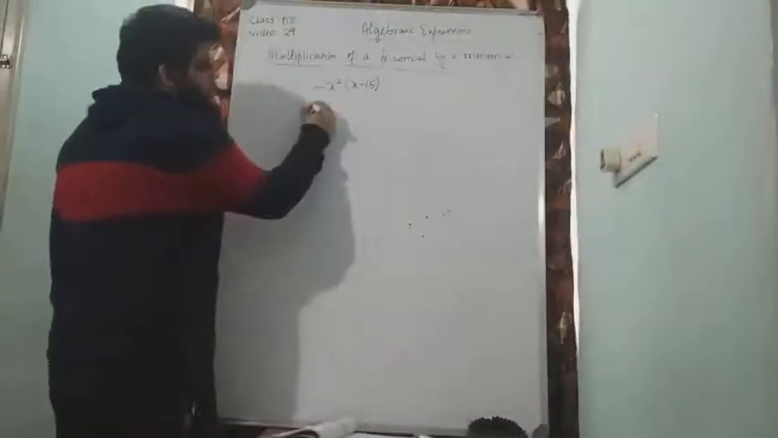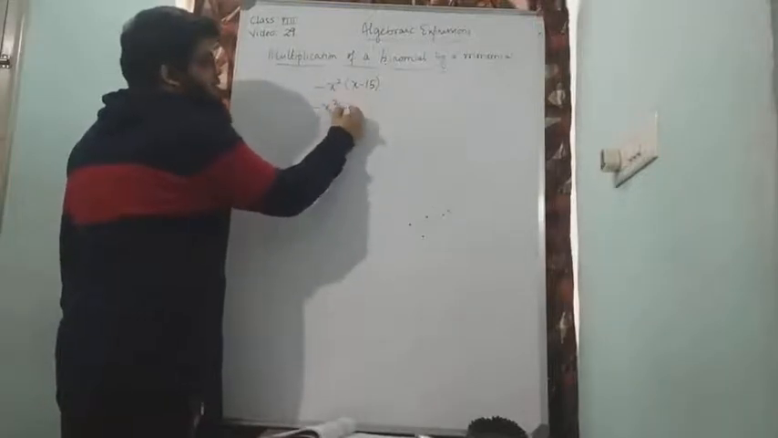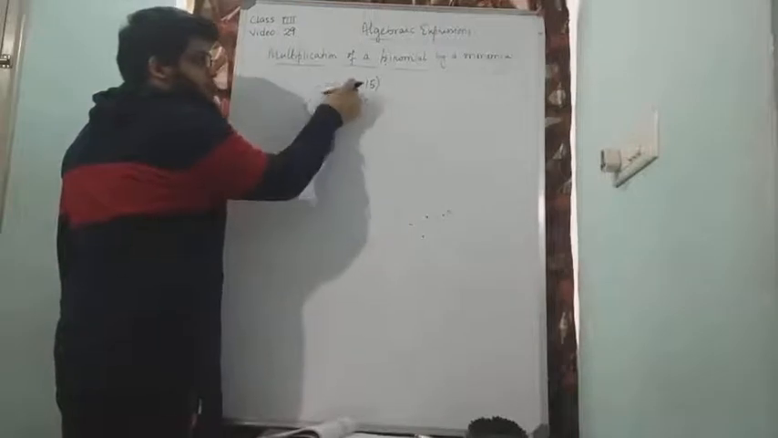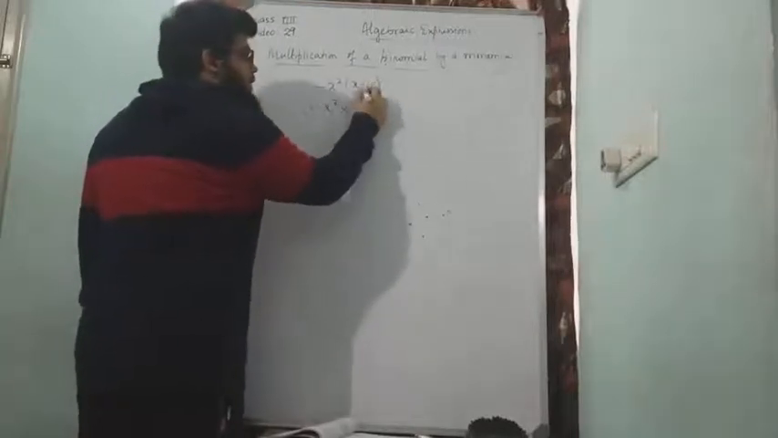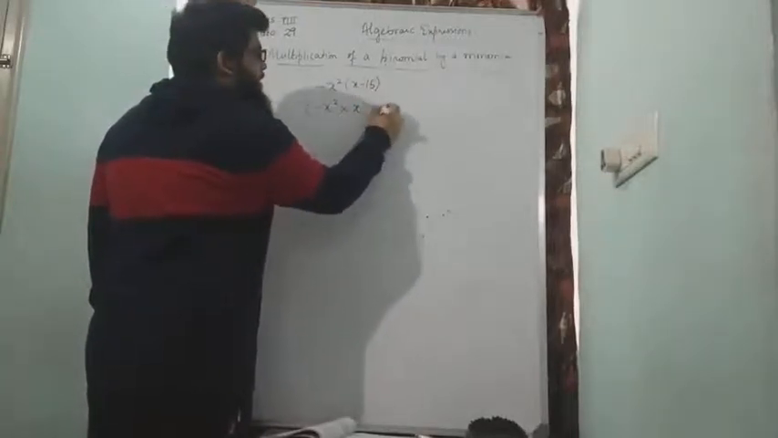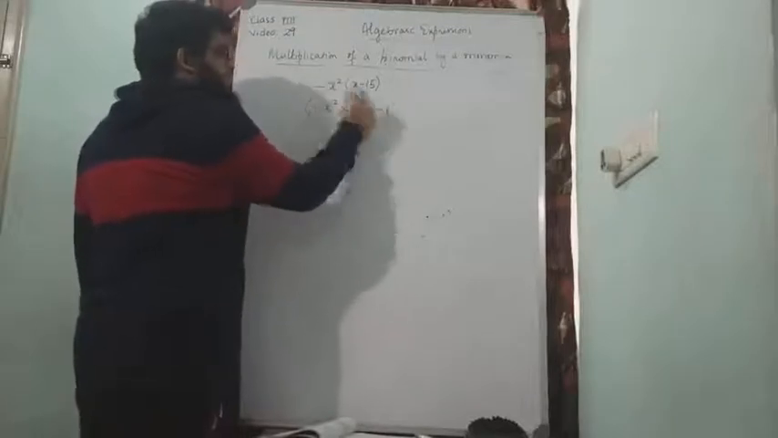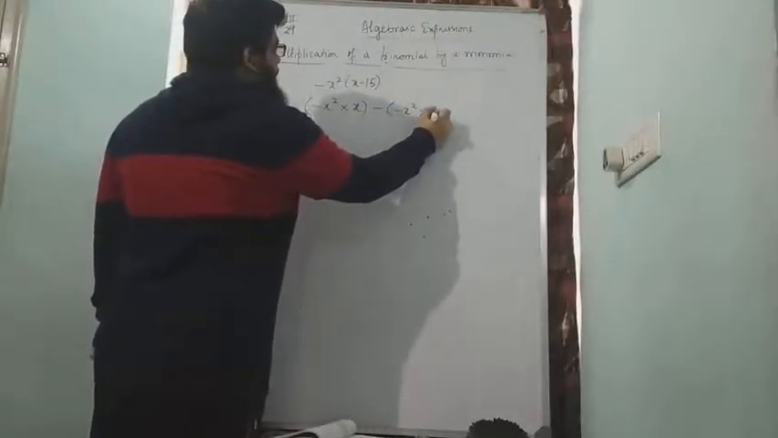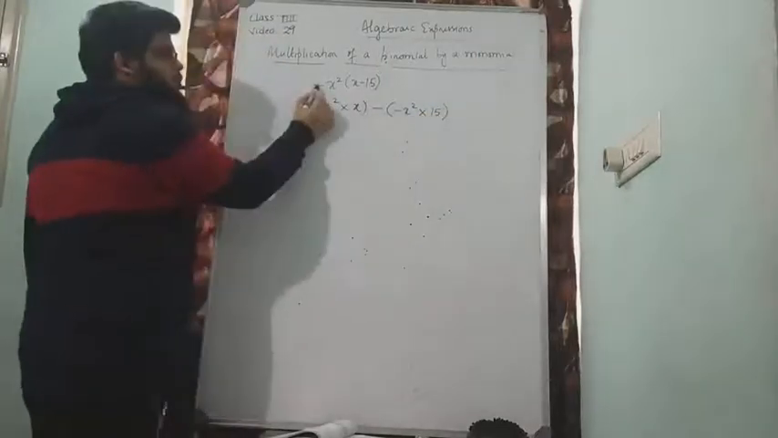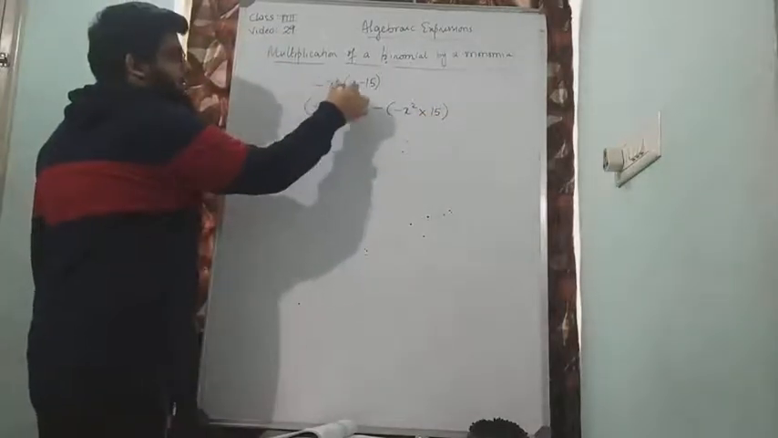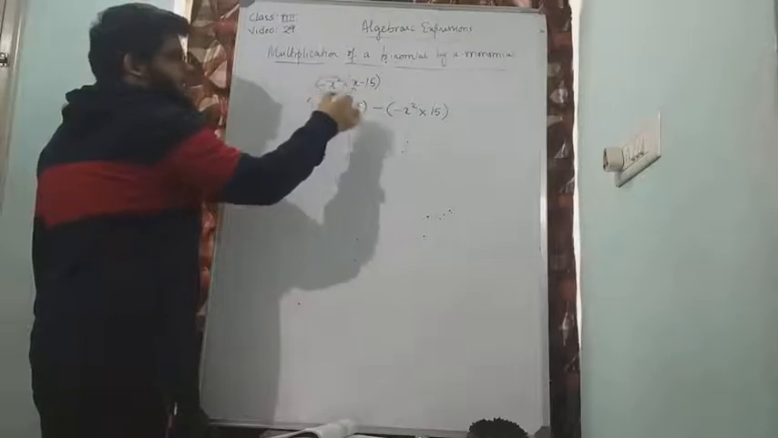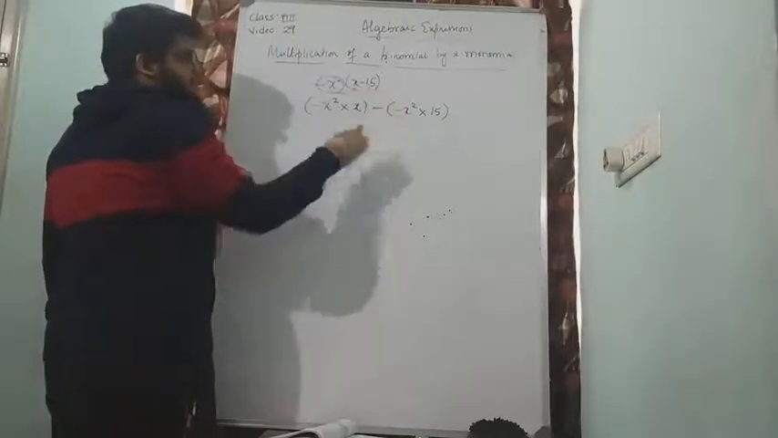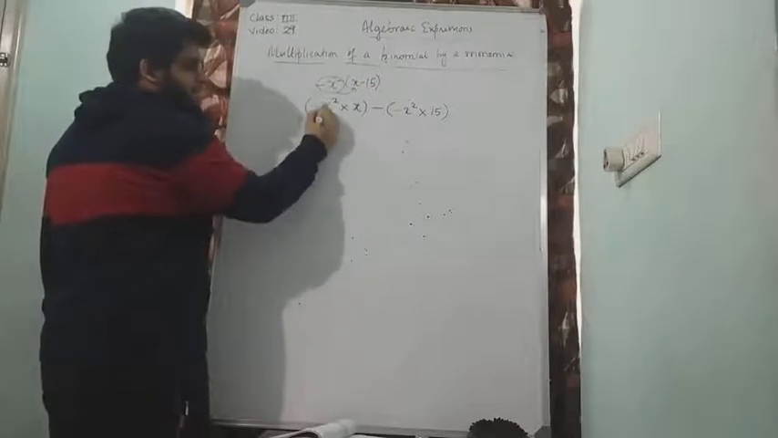So what to do first? With minus x square, I should multiply the first term of the bracket. Then there is a minus sign, so I write minus. Again, with minus x square I should multiply 15. So minus x square into x is our first one. Then there is a minus sign. Again minus x square into 15.